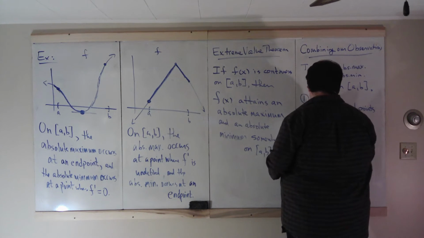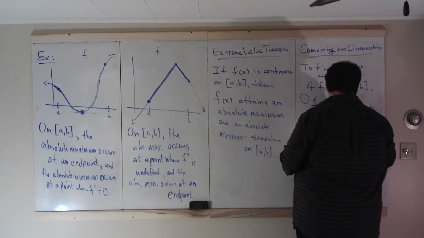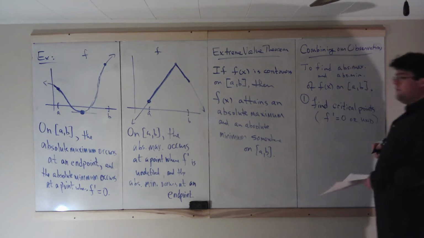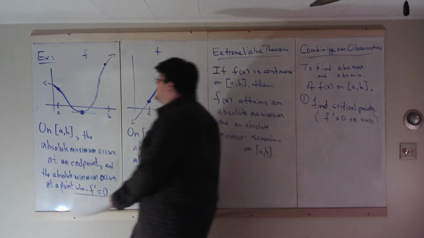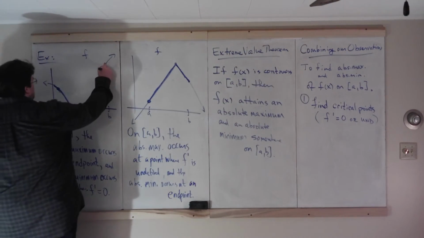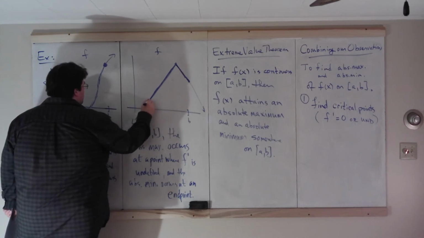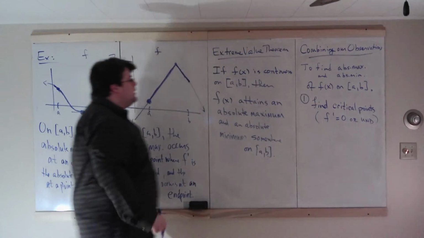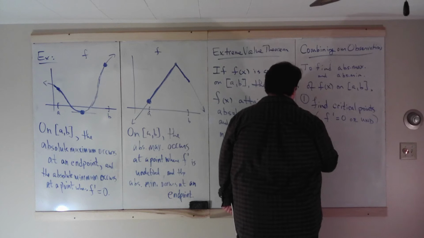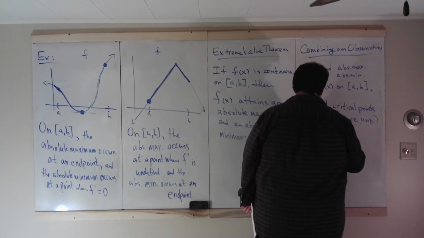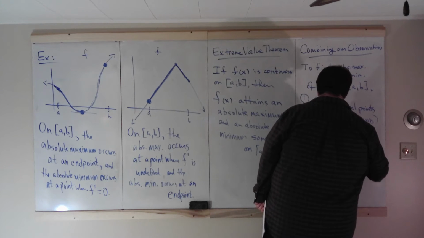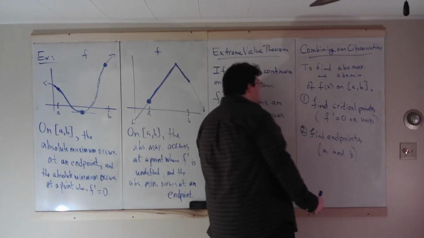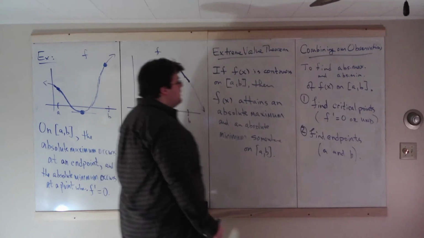Find the critical points. So remember, that's where f prime equals 0 or is undefined. Well, that's one thing we have to do. What else would we have to do? Well, we saw in these examples that an absolute maximum or an absolute minimum could occur at an endpoint. So 2, find endpoints. And what are they? A and B.